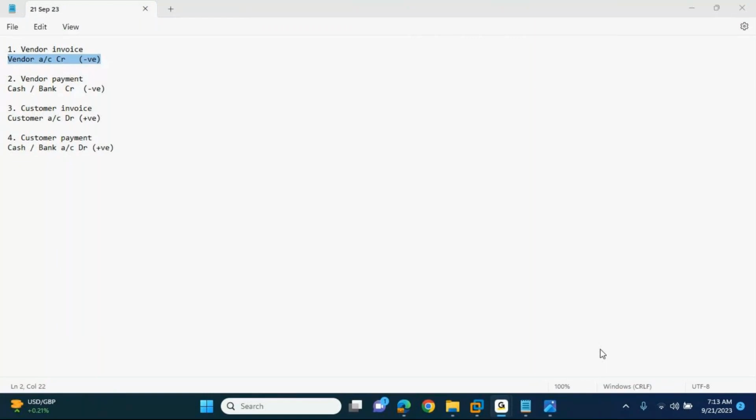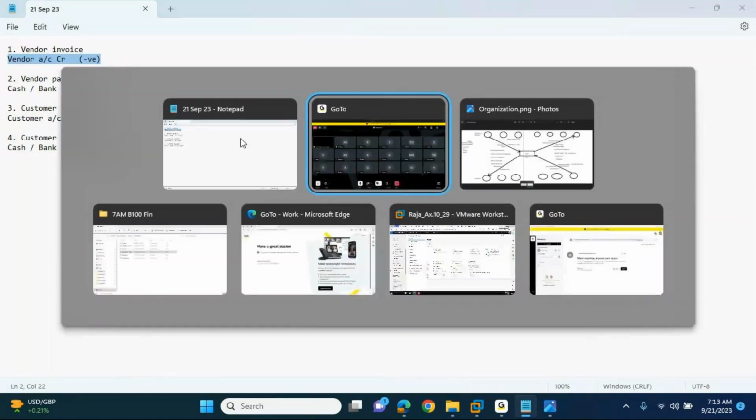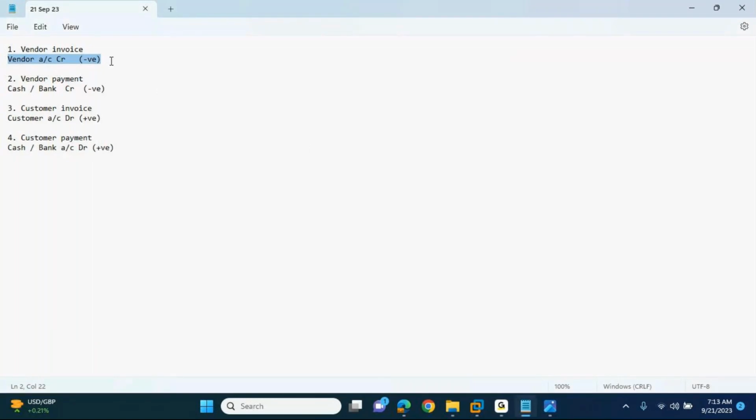So now, if it is a vendor invoice, at the time of vendor invoice, you are receiving material from the vendor. So for that, you need to pay money to the vendor. So in your books, you are entering minus value because you need to pay money. That is the reason it is negative. And vendor payment means you have paid to the vendor. You have paid to the vendor by using cash or bank.